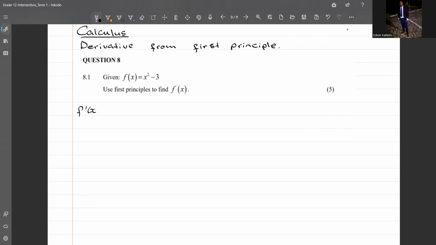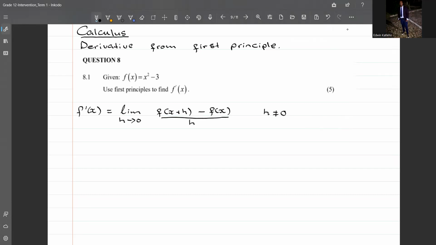F prime x equals the limit as h tends to 0 of f of x plus h minus f of x, divided by h. What we need to remember here is that we can never substitute 0 for h, because h is a restriction. So h cannot be equal to 0.